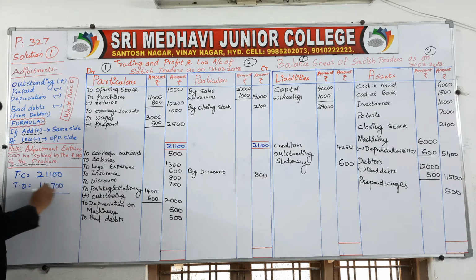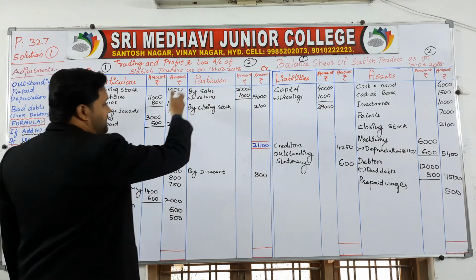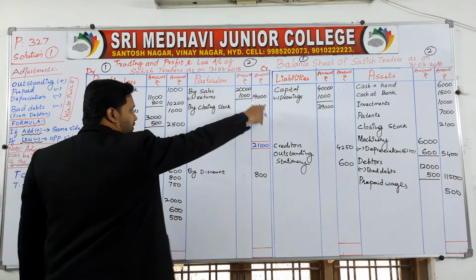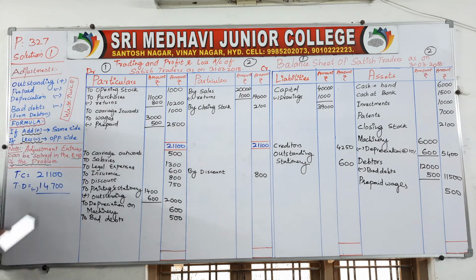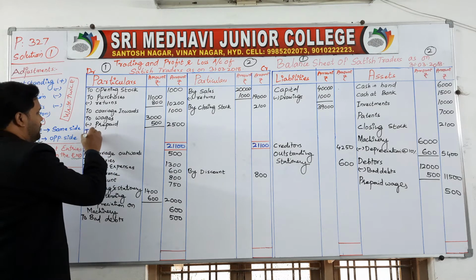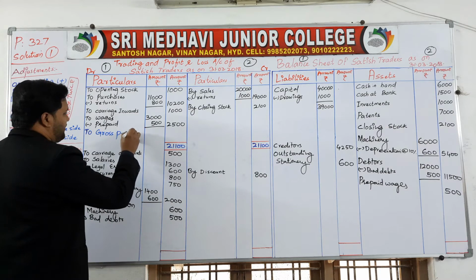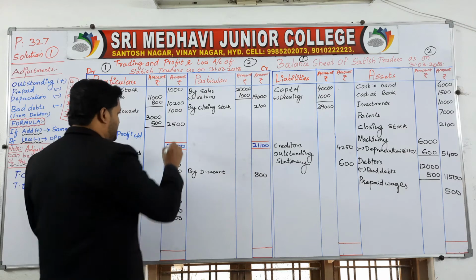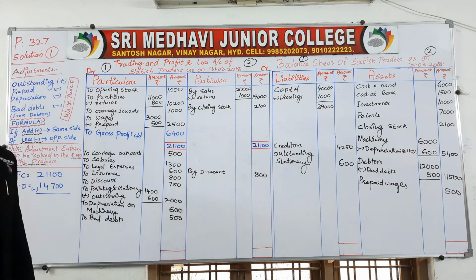So trading account debit side total will be 14,700. From greater you have to minus lesser. From the highest go for the lowest. From this 21,100, the total of trading account credit side, minus this total 14,700, then the answer will be 6,400, which is nothing but your gross profit. To gross profit carried down. How much? 6,400. This is how you will come to know the gross profit.